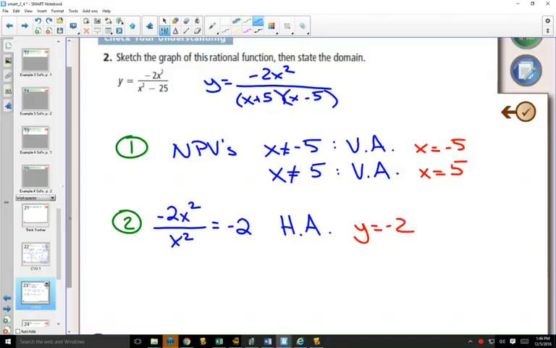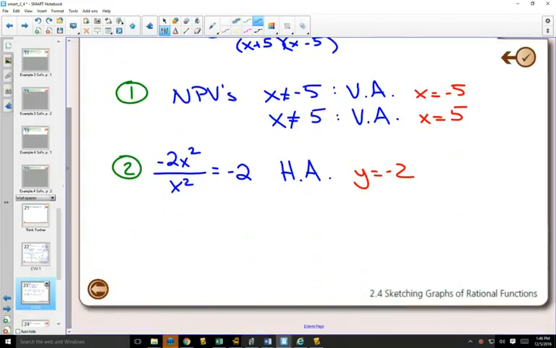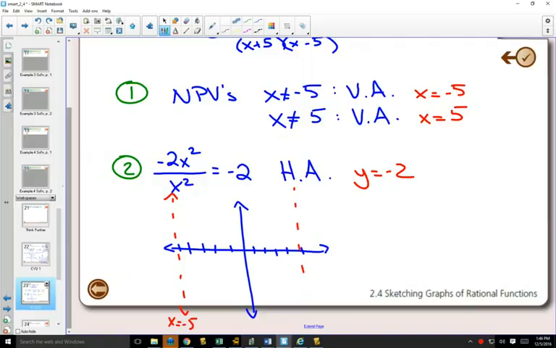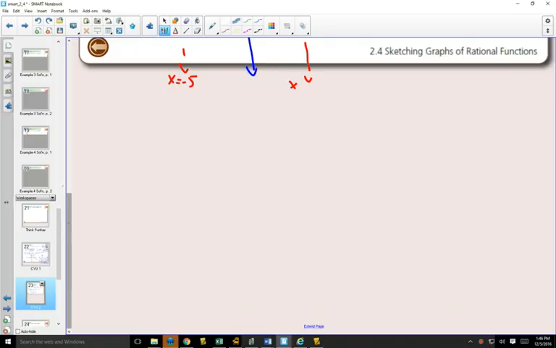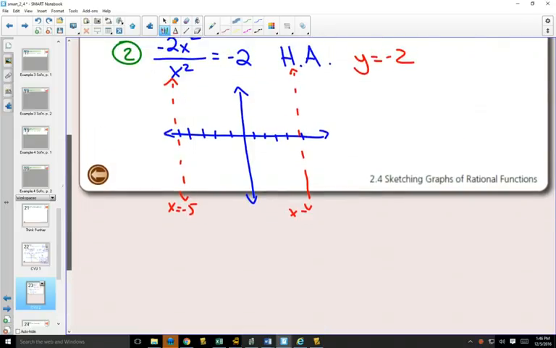So now that we've got all of our asymptotes, we can sketch. Asymptote at x equals negative 5. Asymptote at x equals 5. Another asymptote at y equals negative 2.